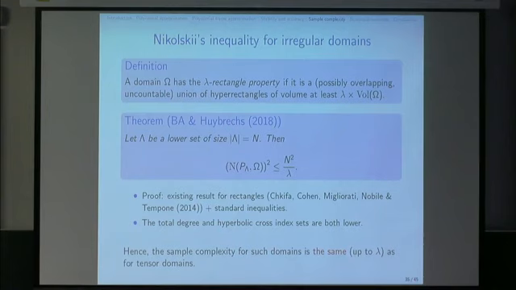And this is exactly the same, up to lambda, as the behavior of this Nikolsky constant for tensor product domains. So for any irregular domain that has this lambda rectangle property, we need the same asymptotic sample complexity when sampling from the uniform measure as we would when approximating a function on a tensor product domain from samples drawn from the uniform measure. So we can extend this to very general classes of domains.